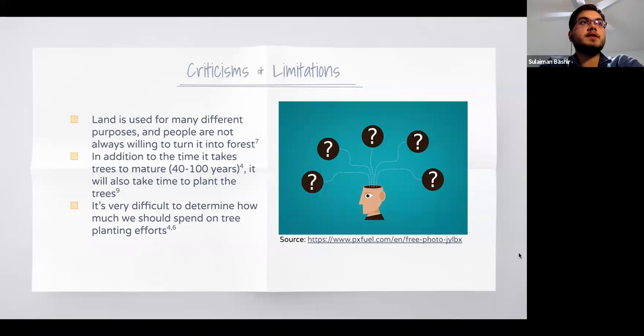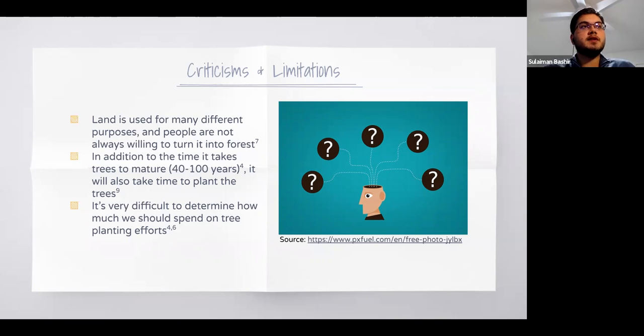So the first criticism of reforestation and afforestation has to do with it taking a lot of land. Most land already has some sort of use intended for it, so it's going to be hard to find places to plant trees where people don't already want to do something else with the land.